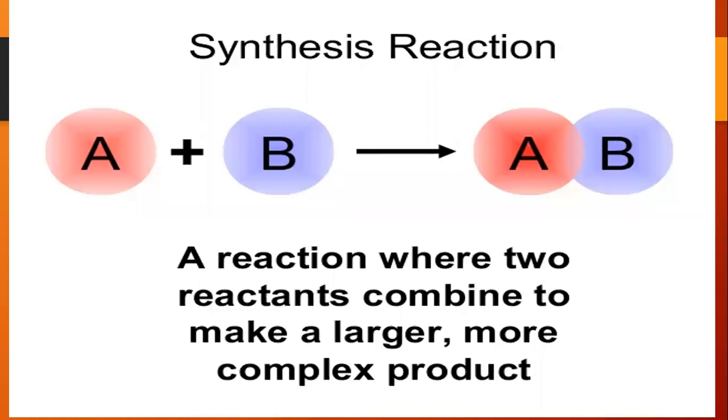Synthesis reaction can be defined as a reaction where two reactants combine to make a larger, more complex product. As here you can see, these are the two reactants. They combine to make a larger, more complex product. A and B join together to form AB. So they are going to form a larger, more complex product in the synthesis reaction.